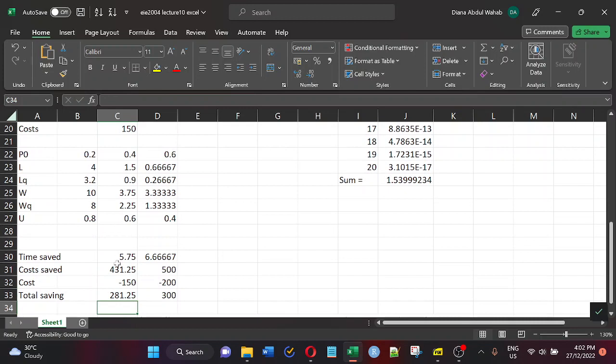The time saved is 8 minutes minus 2.25 minutes, so you already save 5.75 minutes, and you multiply this 5.75 minutes by $75, because you save $75 for each minute that you can save from your customers. So the cost saved is $431, but you need to pay for the additional employee, which is $150. But still the total saving is positive. This one is 431 minus 150, you get 281.